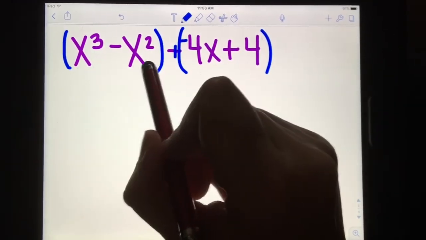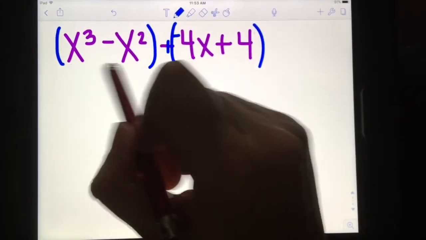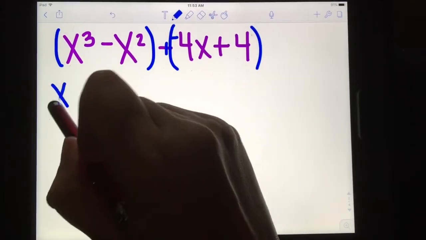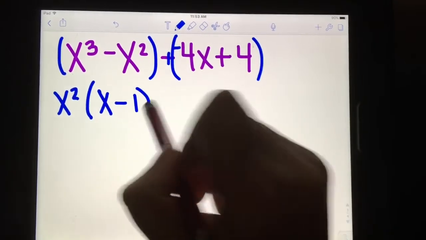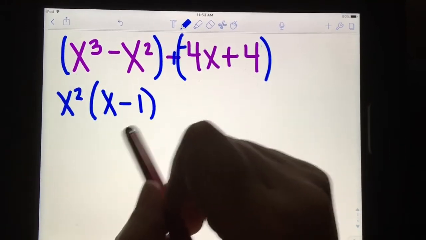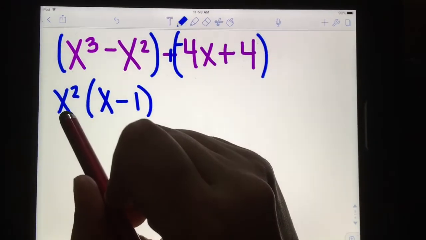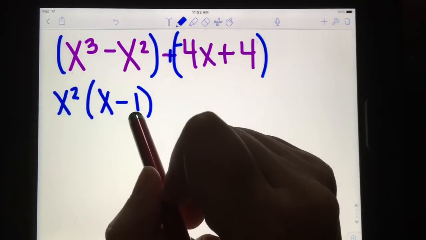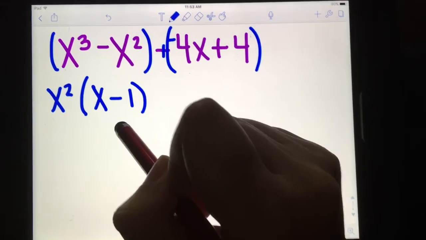So I'm going to look at each binomial and I'm going to pull out the greatest common factor. So in looking right here, I can see that each of them have an x squared. So I'm going to factor out x squared, and what I have left is x minus 1. Now always take a second to multiply these back out again, distribute that x squared to make sure that it matches the original problem. X squared times x, that gives me x cubed. X squared times negative 1, that gives me negative x squared. So I know that what I have here is correct.